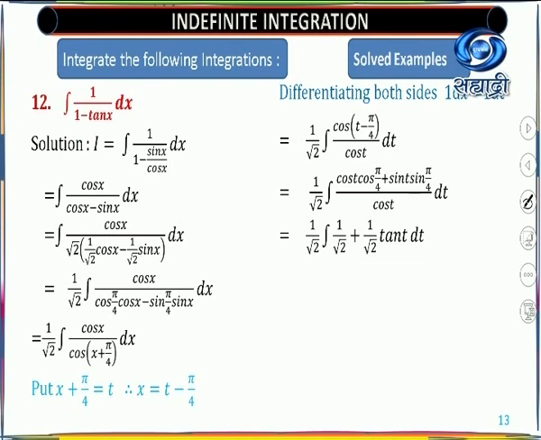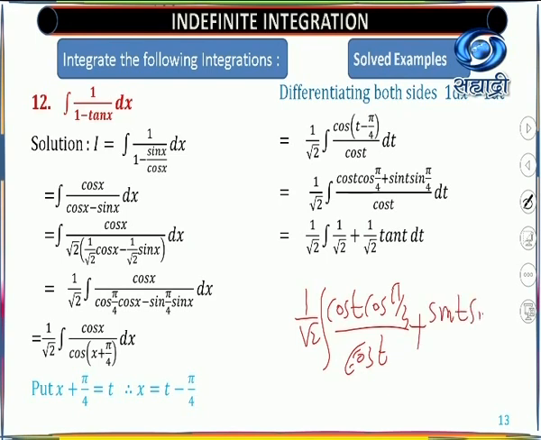So now what will be the step here? Here is 1 upon root 2 as it is. Now separate the terms. You will get cos t, cos of pi by 4 upon cos t. What will be the second? Second is sin t, sin pi by 4 upon cos t. Look here, what does it give you? The cos t will get cancelled, leaving cos pi by 4, and what is the value of cos pi by 4? That is 1 upon root 2. Now here sin t upon cos t is tan t, and the value of sin pi by 4 is 1 upon root 2.